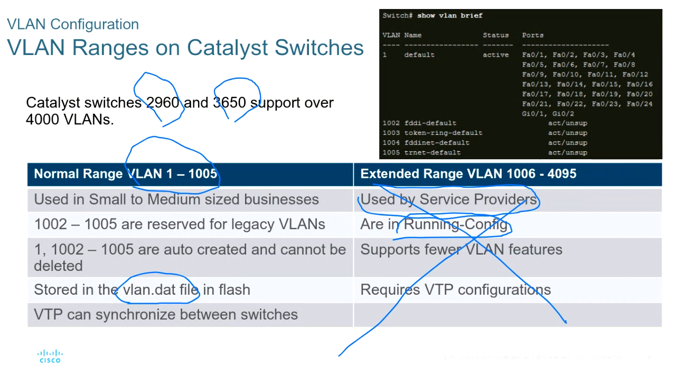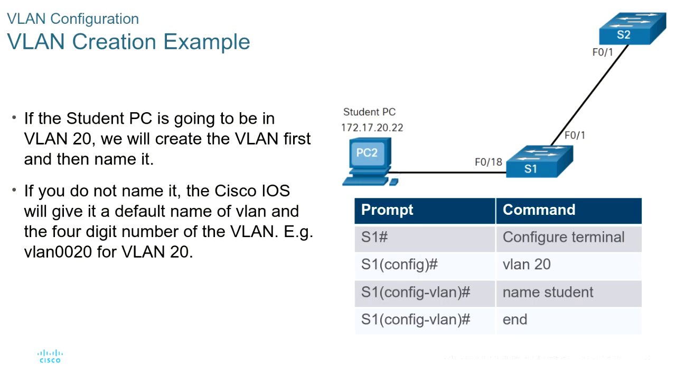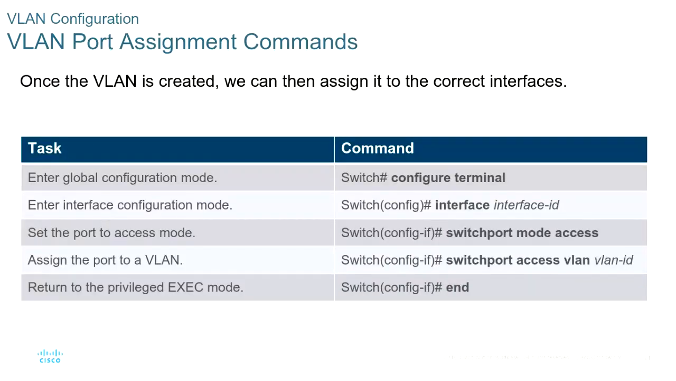Don't worry about this. Okay, so I want to create a VLAN. We saw this earlier. I'm going to go into configure terminal mode. I'm going to say VLAN 10, name human resources. And then I can go to the individual port and configure it to be in the VLAN. So if there's a student PC here, he's going to be in VLAN 20. We go and create the VLAN and name it students. That's part A. And what do we have to do next? We're going to configure that port number to be in VLAN 20.